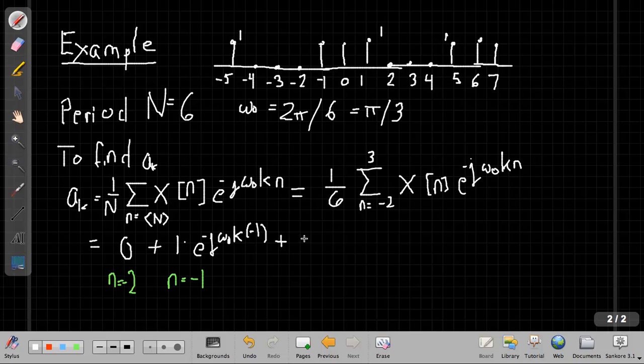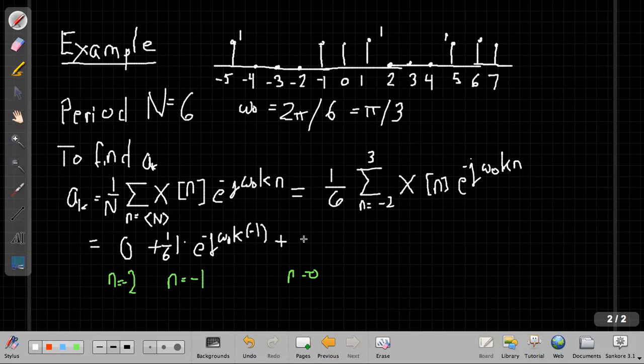And then I continue in the same way. So I say, well, next term is n equals 0. So when n equals 0, oops, I forgot something important here. I forgot this 1/6, so I have to put that in. So this will really be 1/6 of that. So 1/6 times 1 times e to the minus j omega naught k times minus 1.